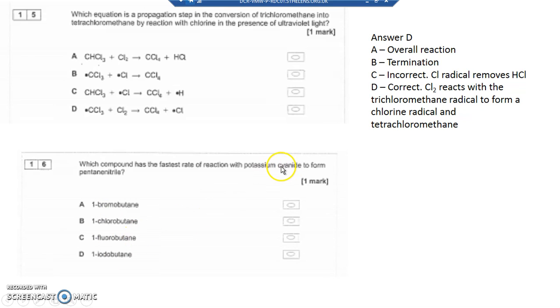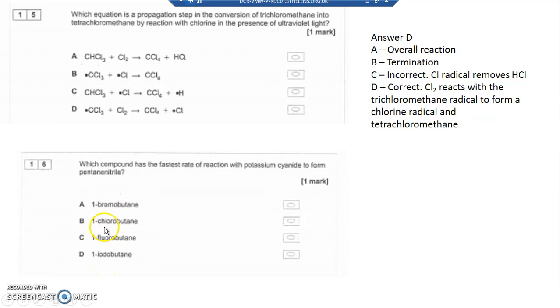As the CN- ion and the lone pair bond to the C, then you need the Br, Cl, F or I bond to break, the electrons to move from the bond onto the Br, Cl, F or I and make a Br- ion, a Cl- ion, an F- ion or an I- ion. Which one will go the fastest? It's the one with the weakest bond.